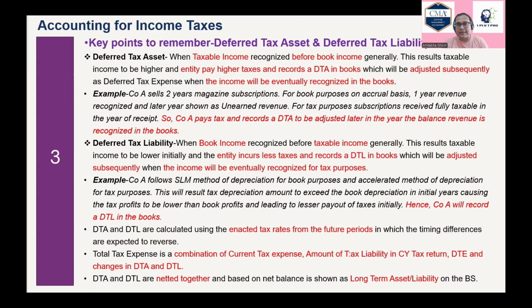Then comes deferred tax liability, just the opposite scenario. What happens when generally the book income is recognized before my taxable income? This results in my taxable income being lower initially, and the entity incurs less taxes and records a DTL in the books. It means he is recording a deferred tax liability because he has to pay the taxes later on, for which it has not recognized the income in the tax books yet. Now, this will be adjusted subsequently when the income is eventually recognized for tax purposes. So that is the scenario of DTL.